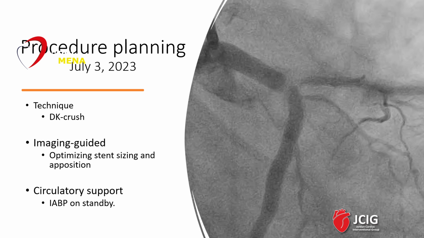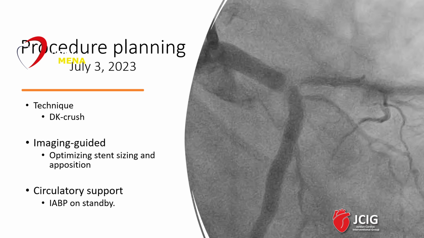So this is my procedure planning. The planning was which technique to use. I elected to use DK crush. The reason I used that is the discrepancy between the sizes of the LAD and the left circumflex artery, and the primary stent will go to the LAD and will be crushed by the left circumflex stent.